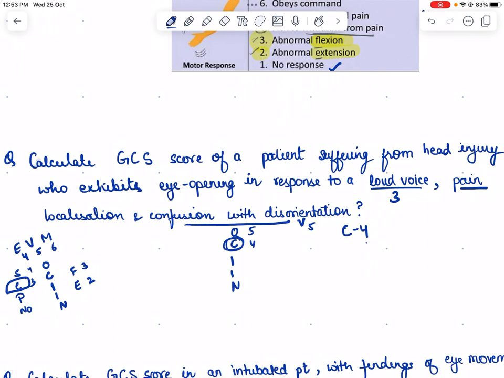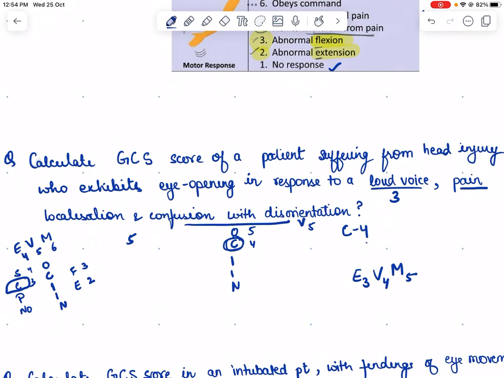Okay, and then pain and localization, so pain is there and localization is there. So for that, on 6 there is spontaneous, means 5 is there. Okay, so now we have to calculate the total score, like 5, 6, 7, 8, 9, 10, 11 and 12 will be there. Okay, so this one is the score for this person. Let me check the answer also. Yes, so our score comes E3, V4 and M5.